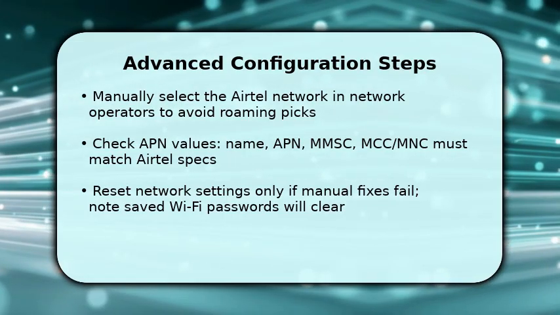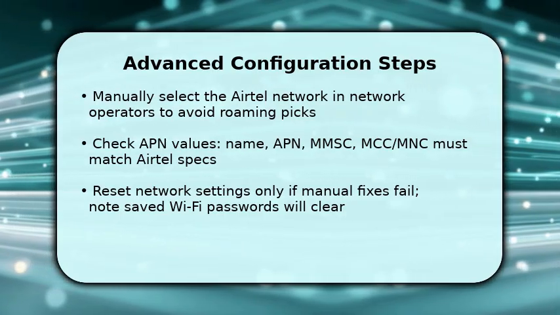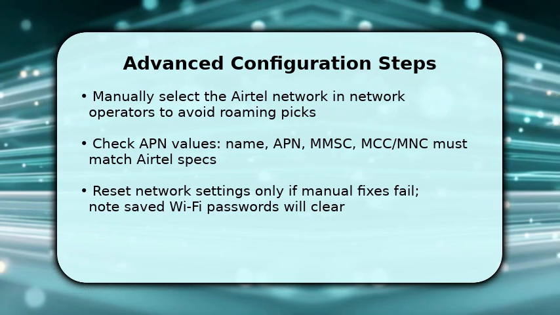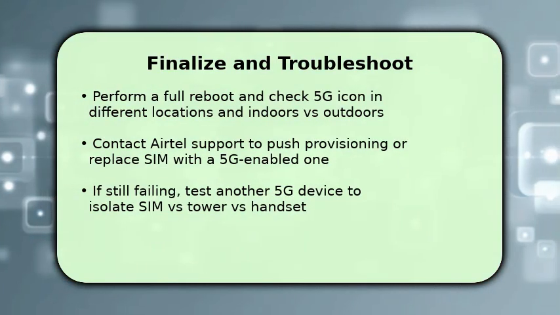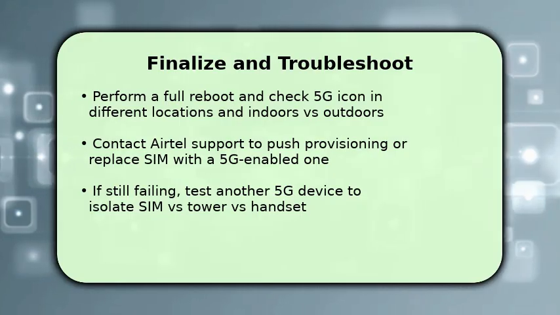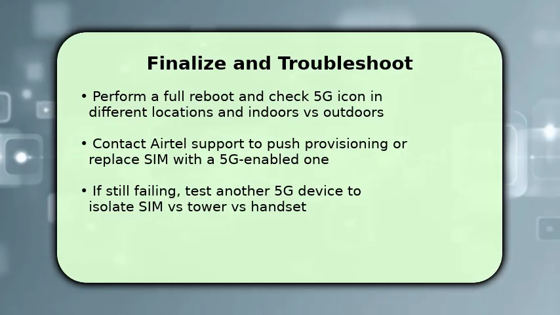If changes don't apply, back up important data and perform a network settings reset to clear stale profiles and restore proper registration parameters. Finish by rebooting the phone and testing in multiple spots because indoor signal can vary widely. Moving outdoors often reveals 5G.